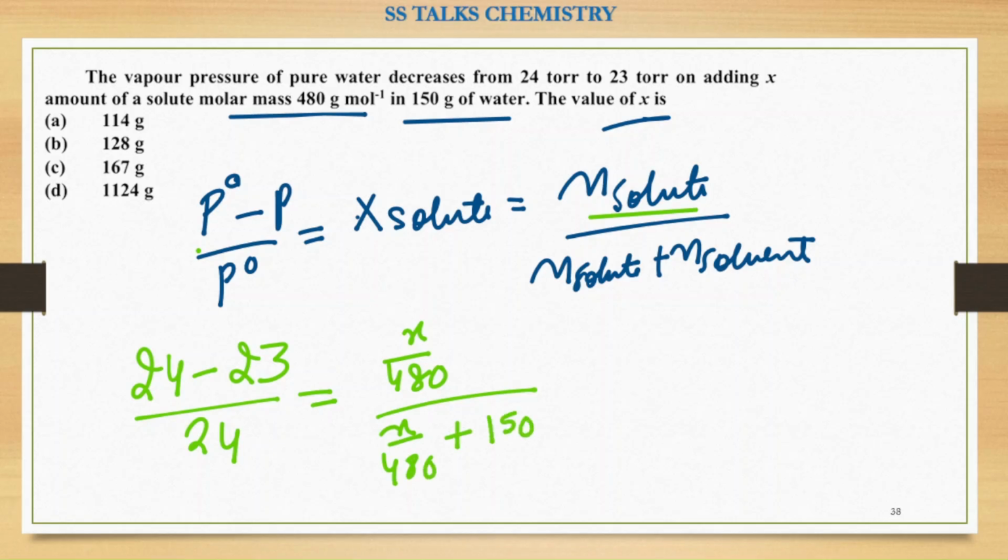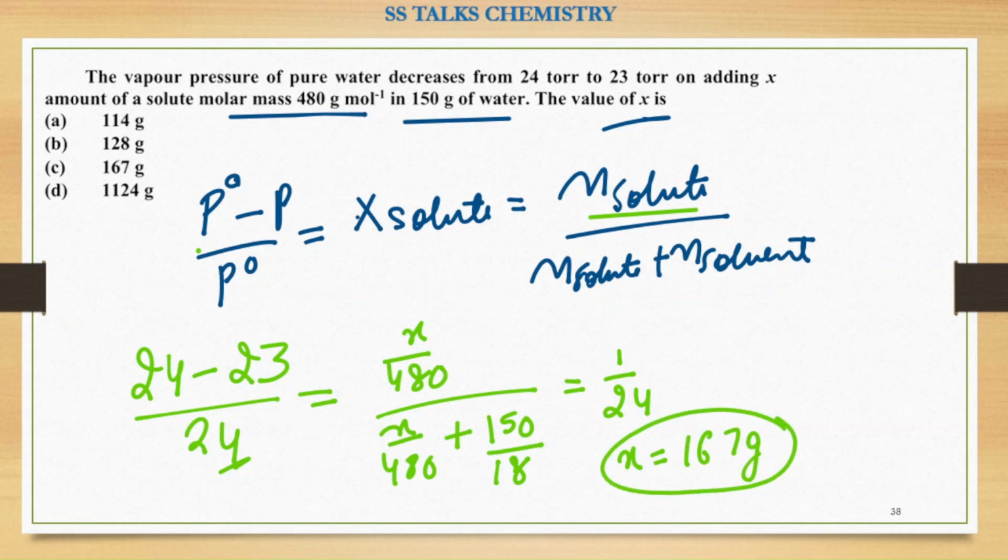solvent, that is water, 150 grams of it we have added, its molar mass is 18 grams per mole. Just solve this, and taking this on the other side, it will be 1 upon 24. So just find the value of x from here. The x value we will get is 167 grams. So this is the answer for this one.